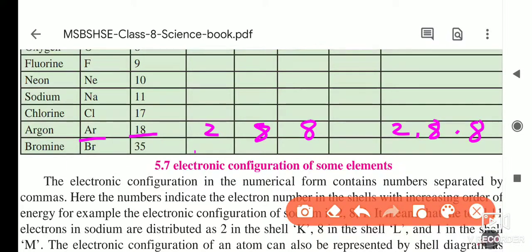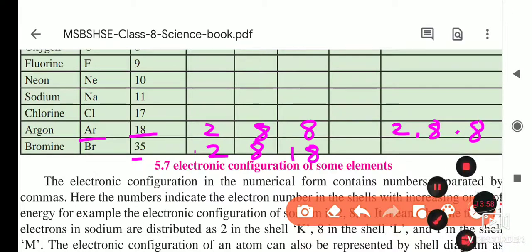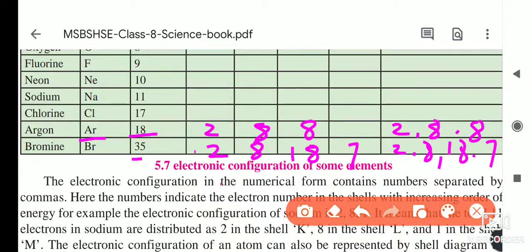Next it is bromine. Bromine's atomic number is 35. First, 2 electrons will go into the first shell, then in the second, 8 will go. Now what is the capacity of the M shell? Its capacity is 18. So 2 plus 8 plus 18 is equal to 28, and 35 minus 28 is 7. The remaining will enter the outermost orbit, that is the N orbit. So the electronic configuration of bromine is 2, 8, 18 and 7.